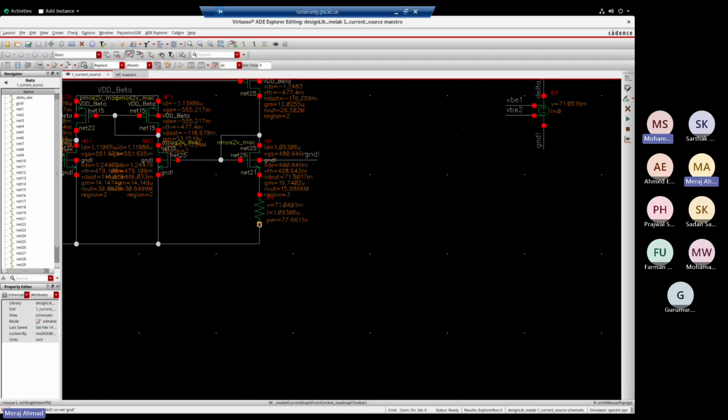So it's not always about the layout. Even process variations are there, non-idealities are there, mismatch are there.